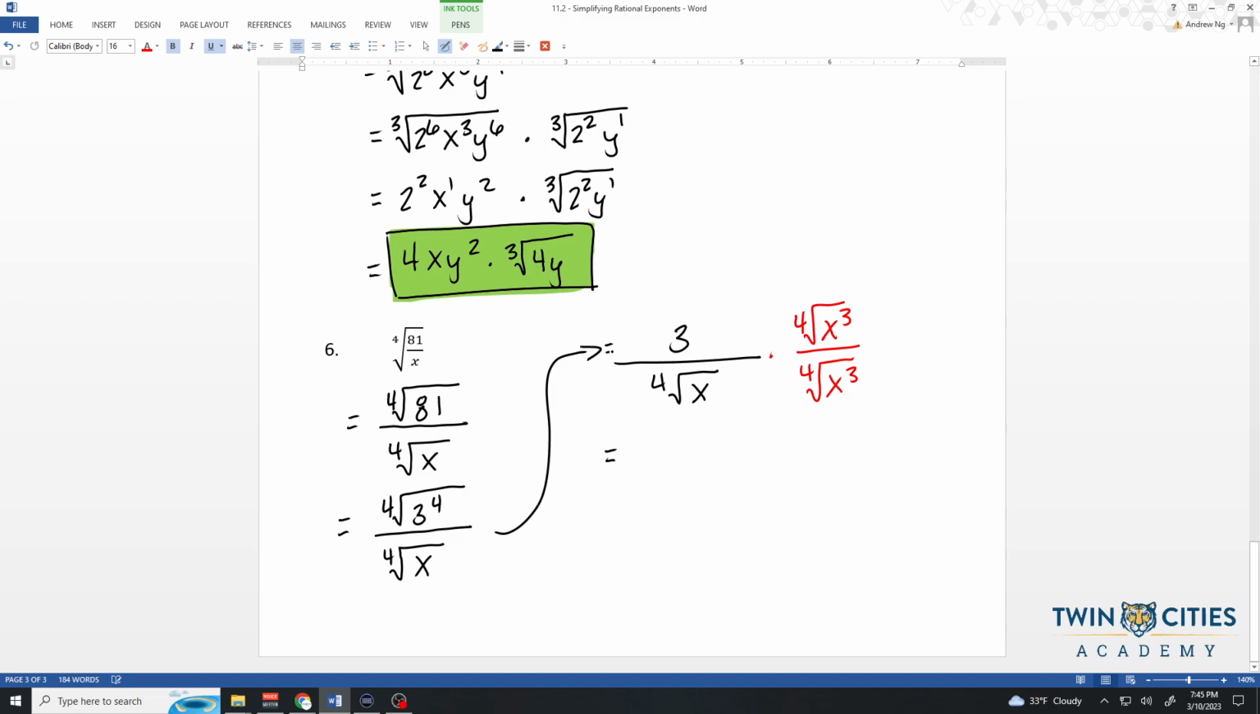So this will be 3 times the 4th root of x to the 3rd over the 4th root of x to the 4th now on the bottom. And finally, 3 times the 4th root of x to the 3rd over x.